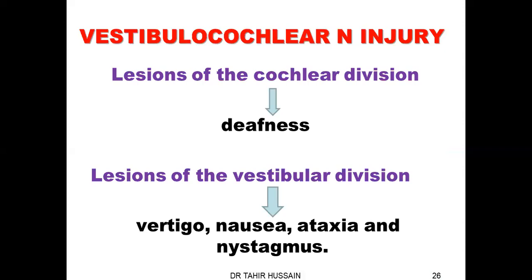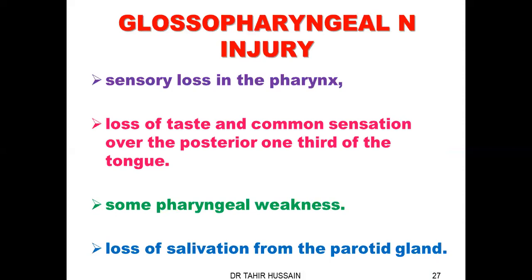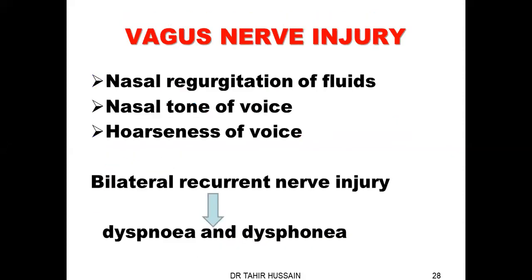Vestibulocochlear nerve injury: lesions of the cochlear nerve result in hearing impairment, and lesion of the vestibular nerve division results in vertigo, nausea, ataxia, and nystagmus. Glossopharyngeal nerve injury results in sensory loss in the pharynx, loss of taste and common sensation from the posterior one-third of the tongue, some pharyngeal weakness, and loss of salivation from the parotid gland.